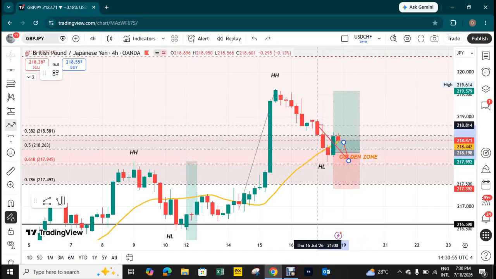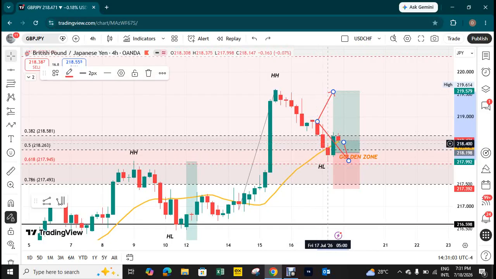We can take our TP1 at this level. Then our TP2, if momentum keeps building, we stretch it towards TP2 at this level. So on GBPJPY and GBPUSD, these pairs are looking to buy. We want to see price come down first into the golden zone, then we look for criteria again for buys, then we buy towards the upside. So that's what we're looking at on GBPJPY.